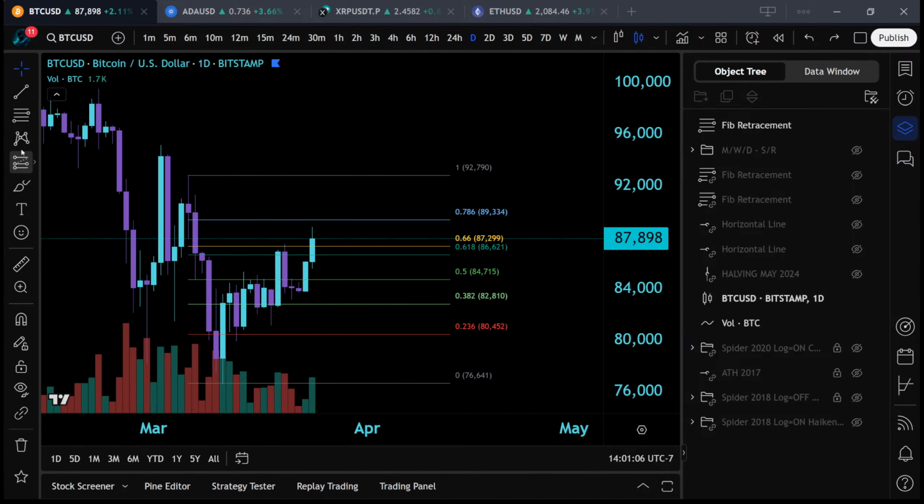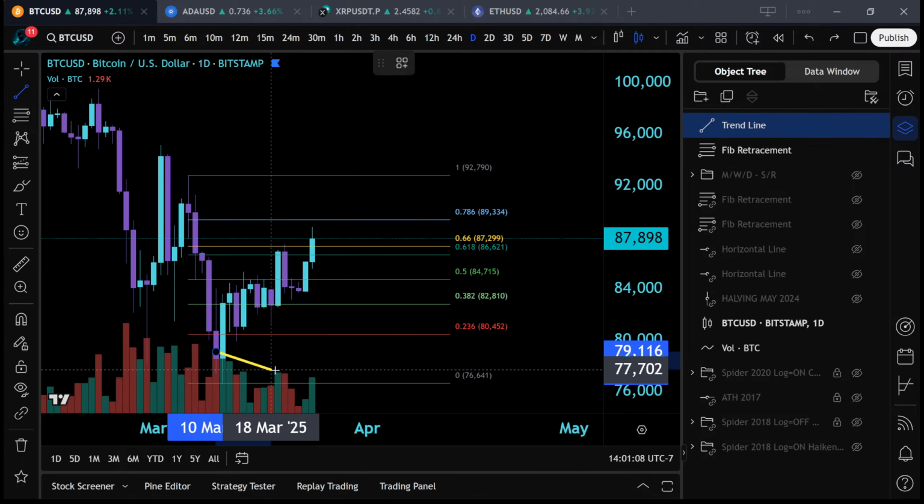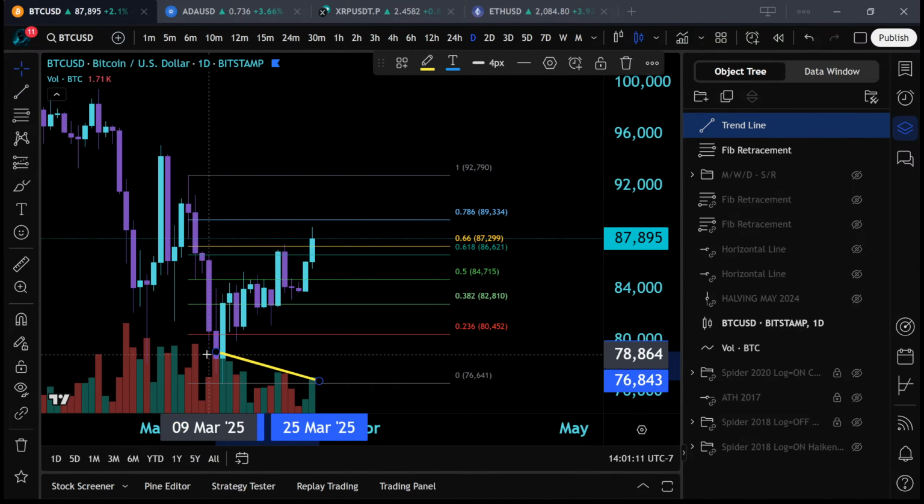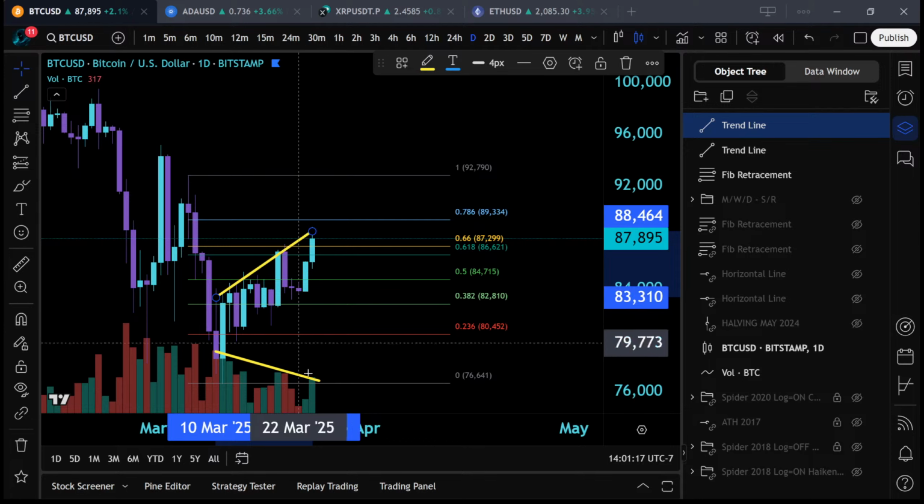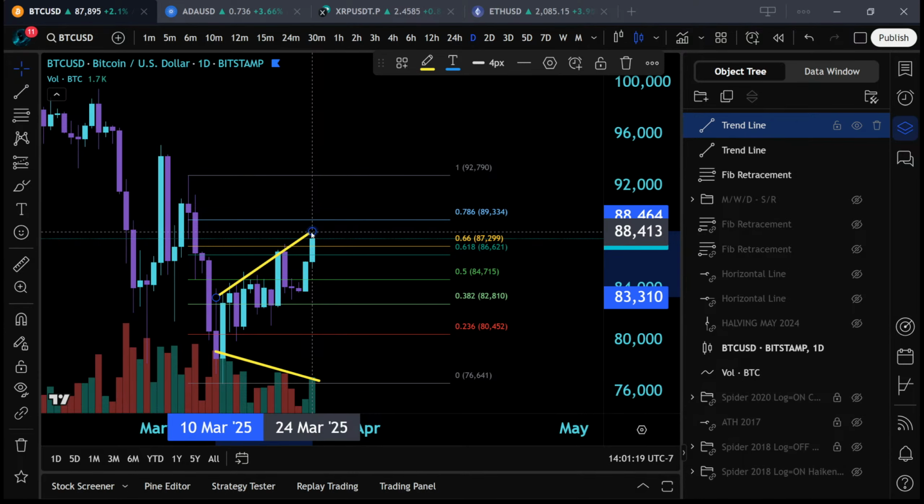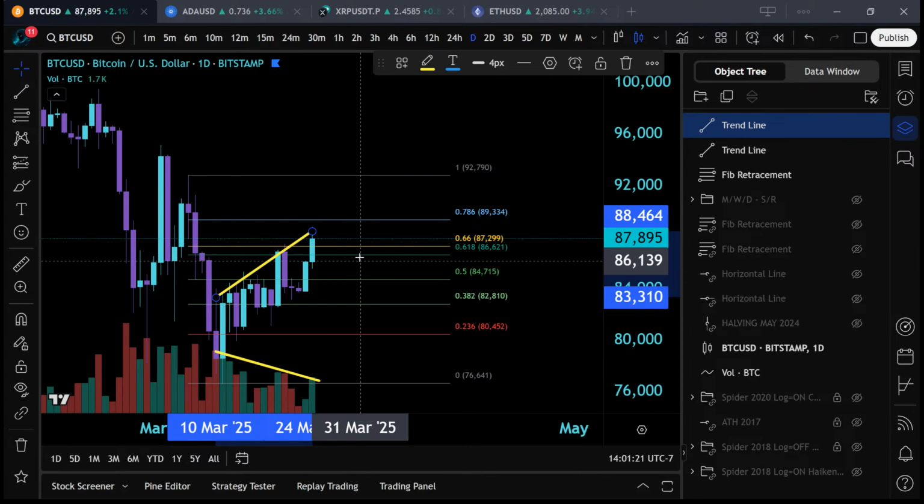So volume from here has been in a downtrend. It's been making lower highs, but the price has been making higher highs. That tells me at some point, these two diverging lines, price is going to have to come down.